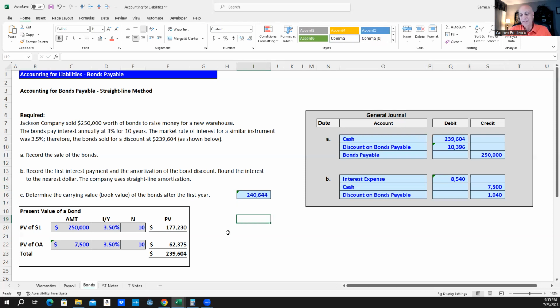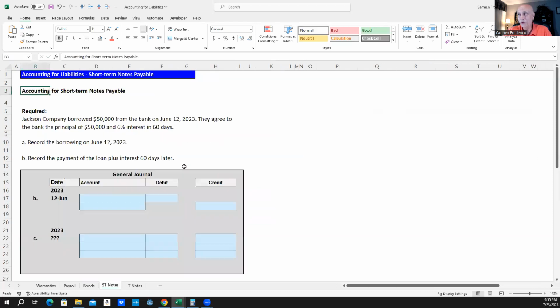All right, let's talk about notes payable. There are short-term notes and long-term notes. Short-term notes are those notes that will be paid within the current fiscal year. So let's look at that. Accounting for short-term notes payable.